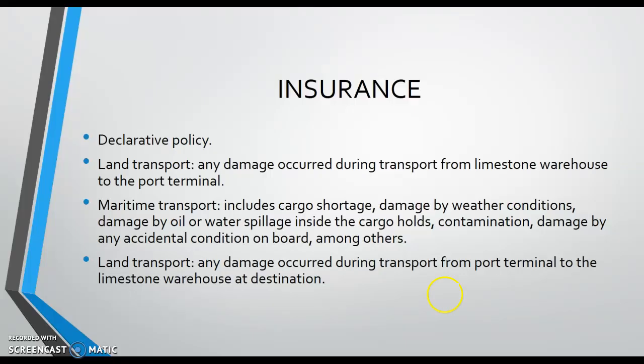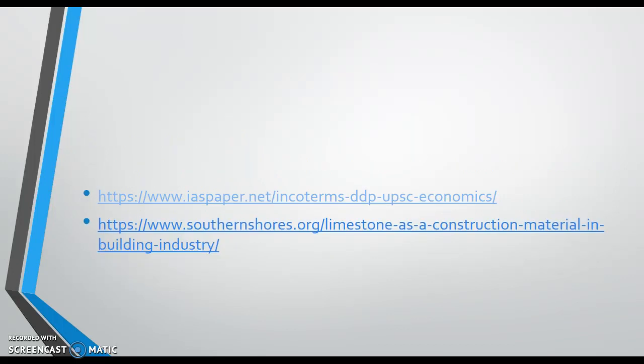This is more detailed information about the insurance, as I mentioned before: cargo shortage, damage by weather conditions, oil or water contamination, accidental damage, and among others. We have route 1, 2, and 3. That's why declarative policy. And these are the links where I took the pictures from.